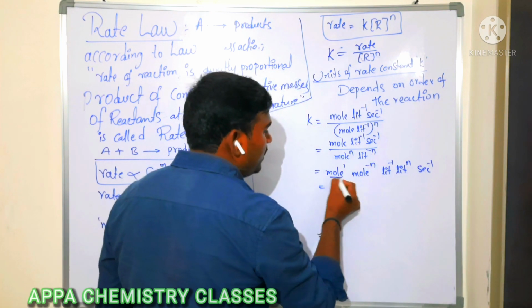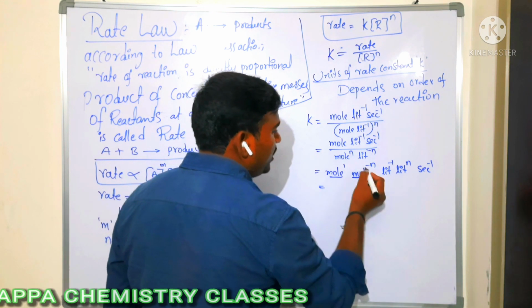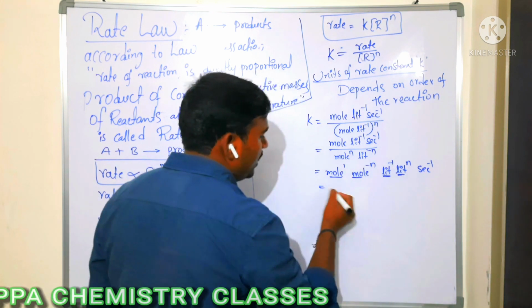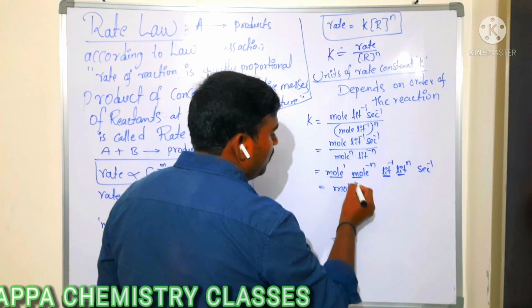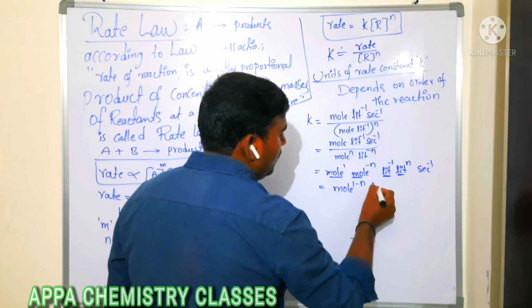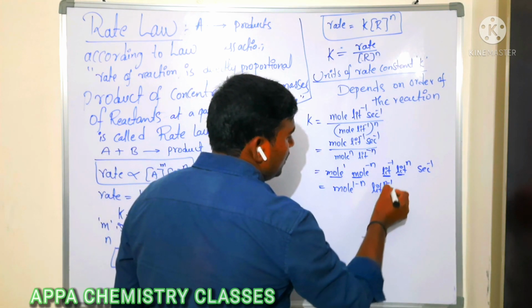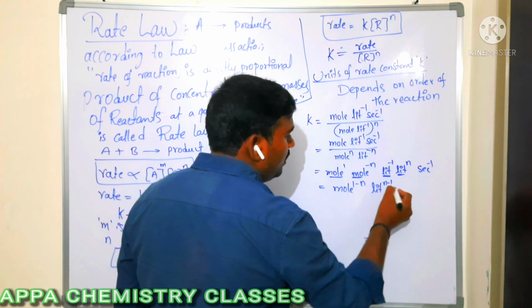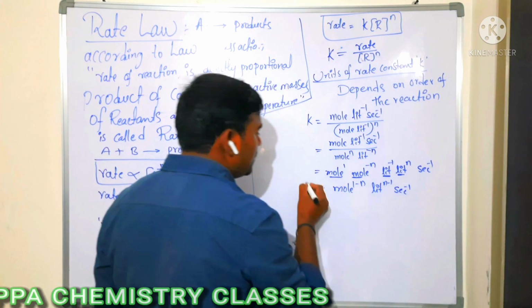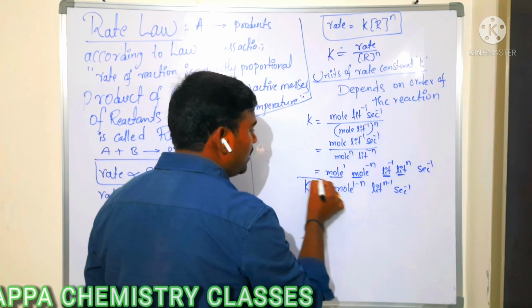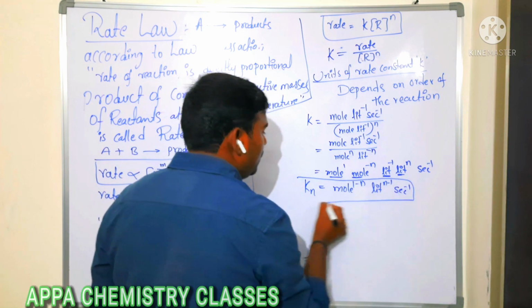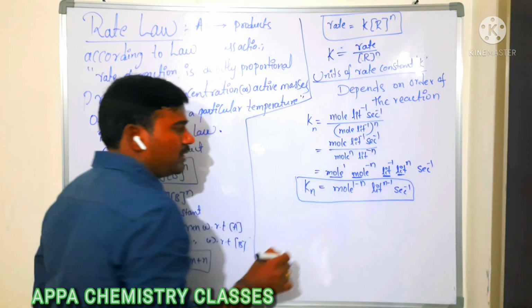So what can we write here? Bases are same, so powers should be added. So here, mole power 1 minus n, liter power n minus 1 plus n minus 1... So second inverse. This is the unit of nth order rate constant.